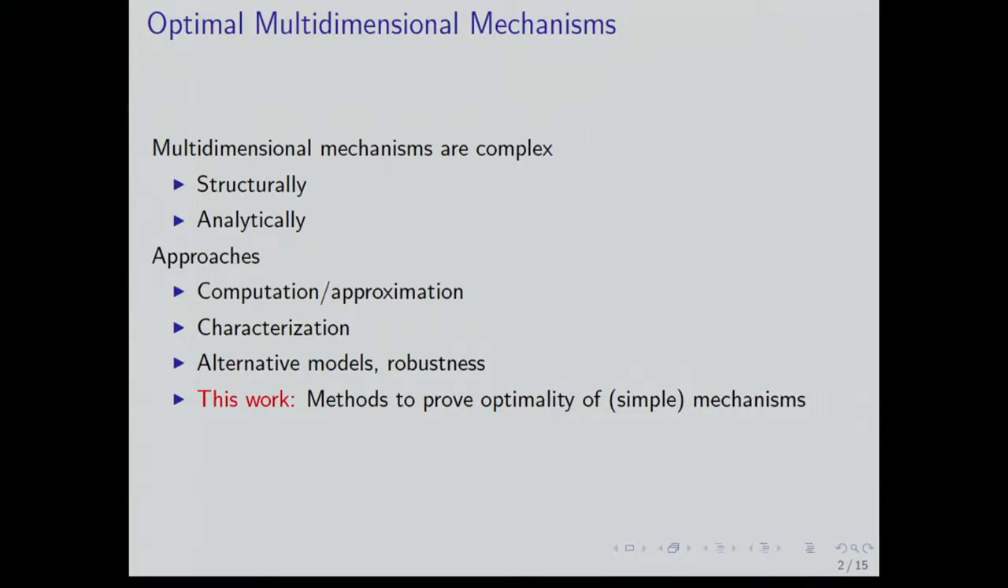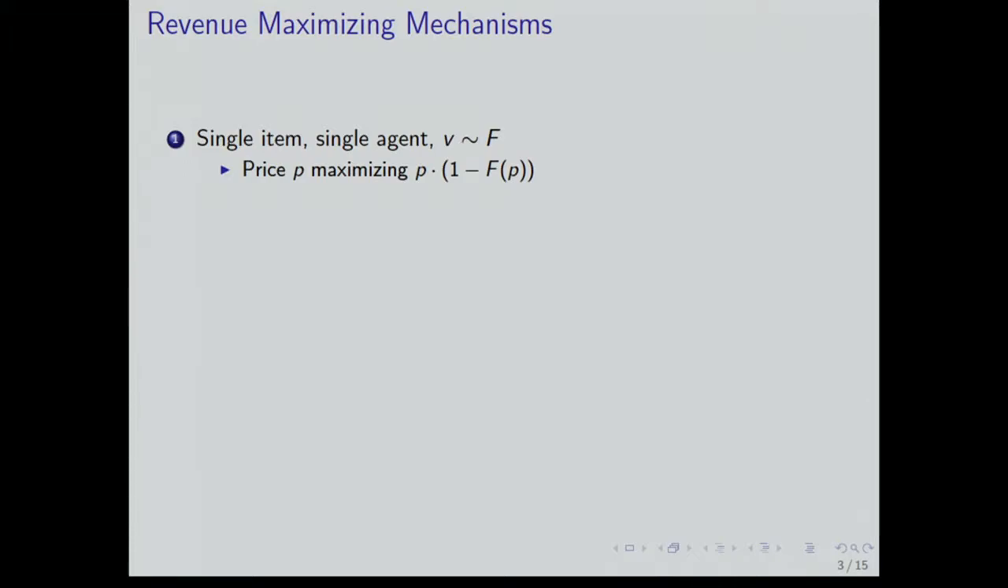So let me give you a sampling of what kind of simple mechanisms I'm talking about through some examples. The first one is what we all know, the single item monopolist seller who is facing a single agent with unknown values. Myerson and others showed that a simple mechanism, which is just to post a price for the item, maximizing the expected revenue, is the optimal mechanism among the class of all mechanisms that could involve randomization, negotiation, and everything else.